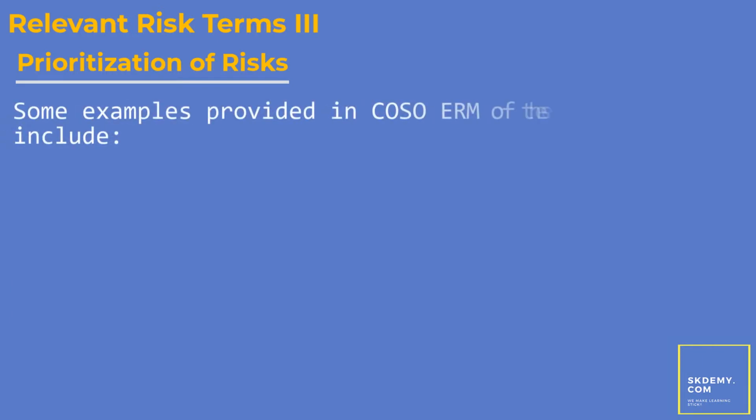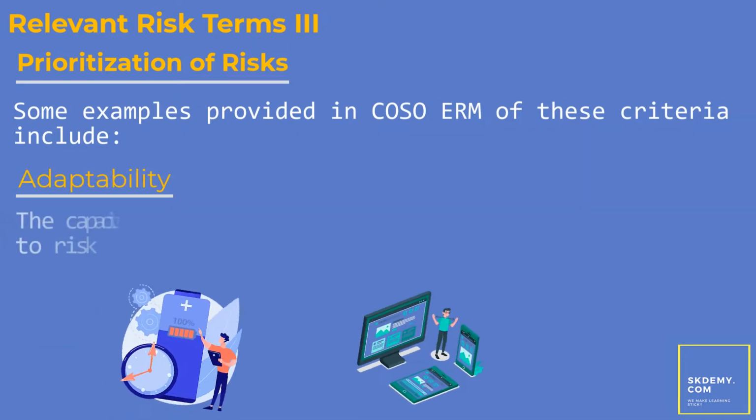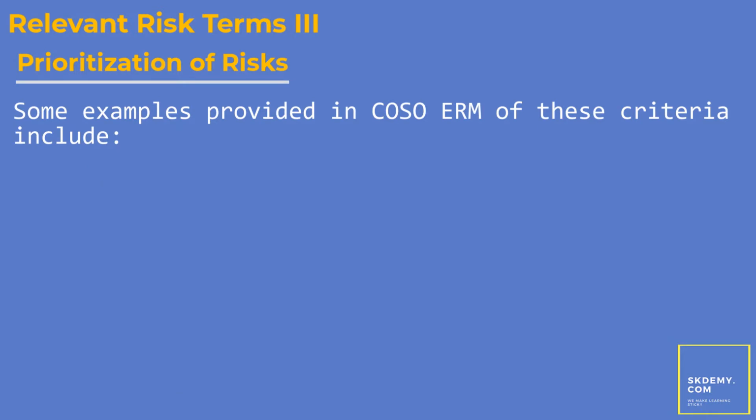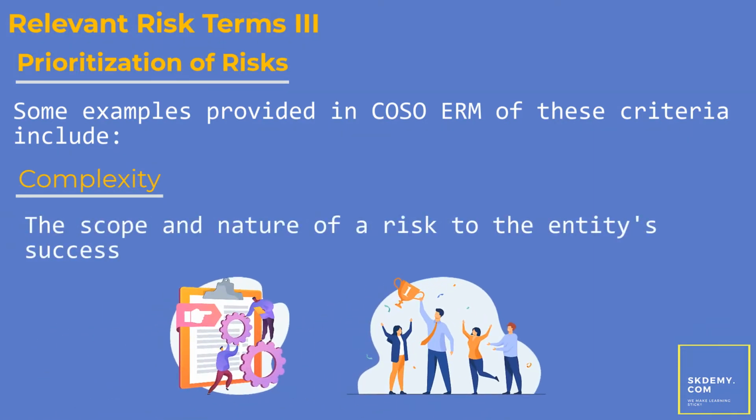Some examples provided in COSO ERM of these criteria include adaptability, that is, the capacity of an entity to adapt and respond to risk. For example, responding to changing demographics such as the age of the population and the impact on business objectives relating to product innovation. Complexity, the scope and nature of a risk to the entity's success. The interdependency of risks will typically increase their complexity. For example, risks of product obsolescence and low sales to a company's objective of being market leader in technology and customer satisfaction.